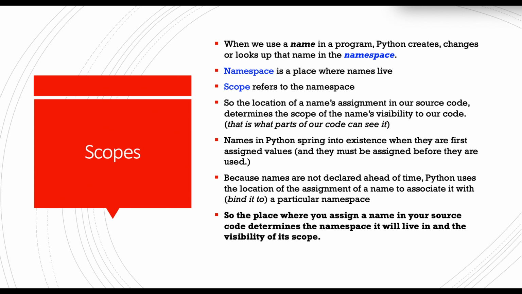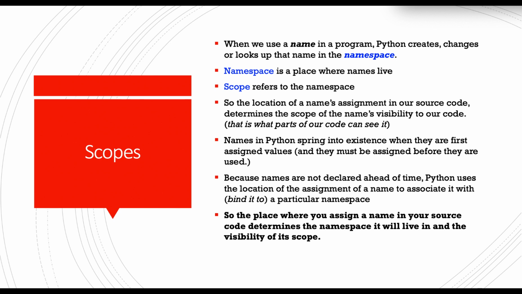When we use a name in a program, Python creates, changes, or looks up that name in what's known as the namespace. In computer programming, namespace is a place where names live. Scope refers to a given namespace. So the location of a name's assignment in our source code determines the scope of the name's visibility to our code. That is, what parts of our code can see it and hence make use of it.